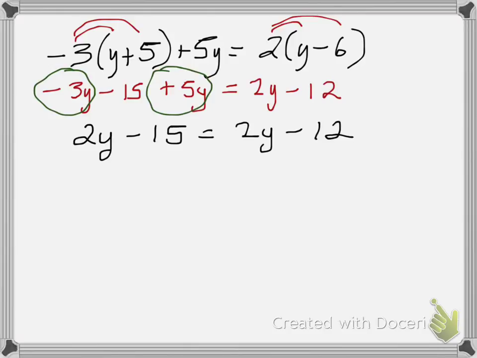So at this point, can you guys tell me what the answer is? You should be able to. No solution. Okay, because what's going to happen? The 2y's are going to zero out. And so you're going to get negative 15 is equal to negative 12. So no solution on that one.